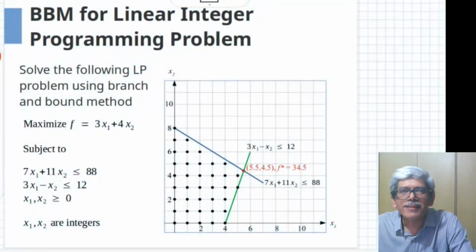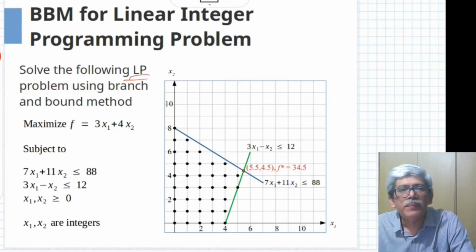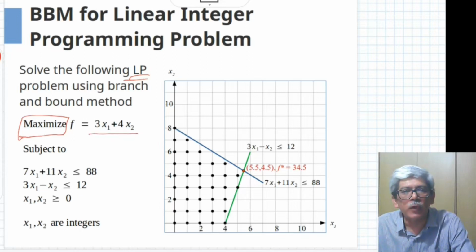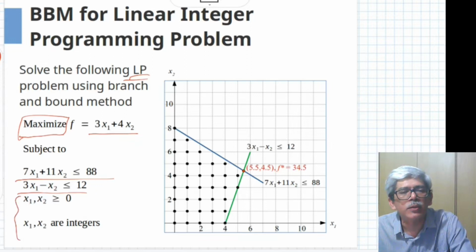The problem we are considering here is as shown here. It is a linear programming problem in which you have to maximize. Note that it is a maximization problem. You have to maximize 3x1 plus 4x2 subject to the constraints. There are two constraints, and both the variables x1 and x2 are positive and they are integers.